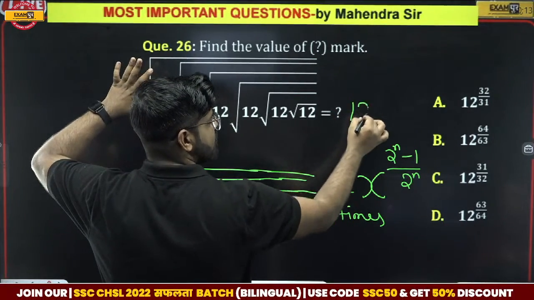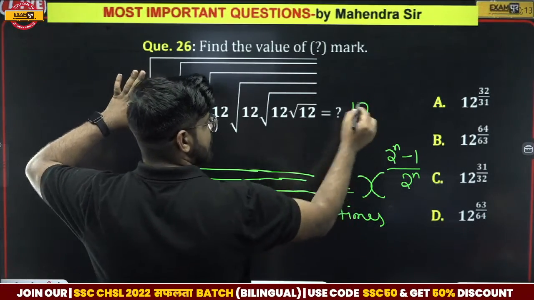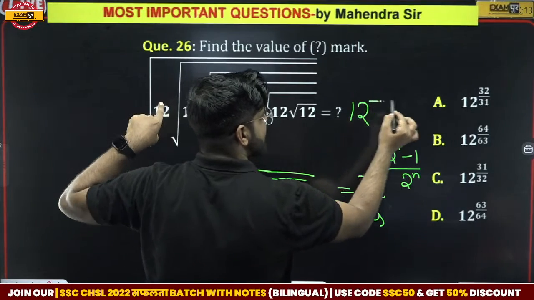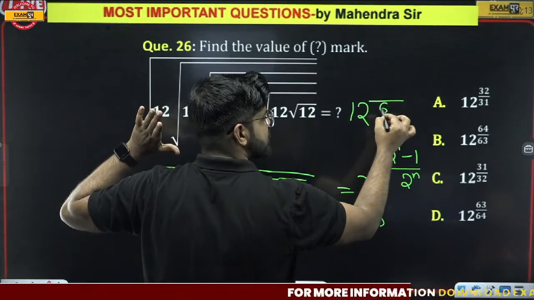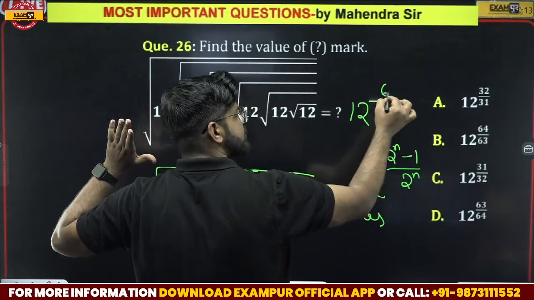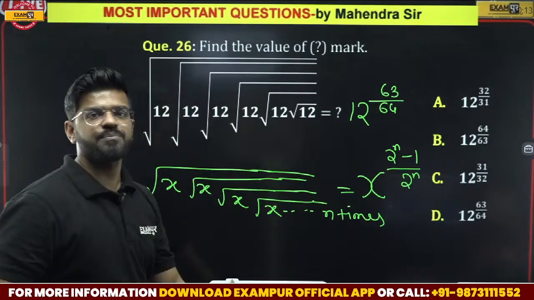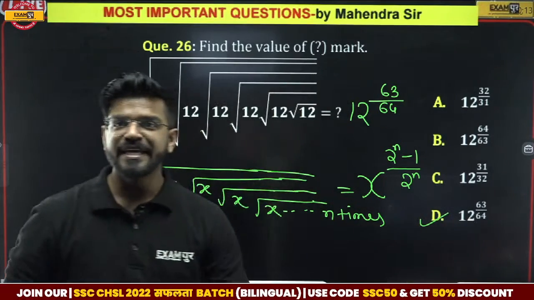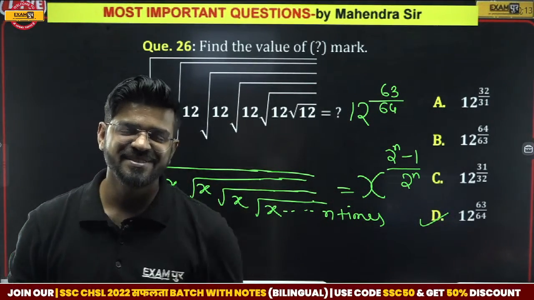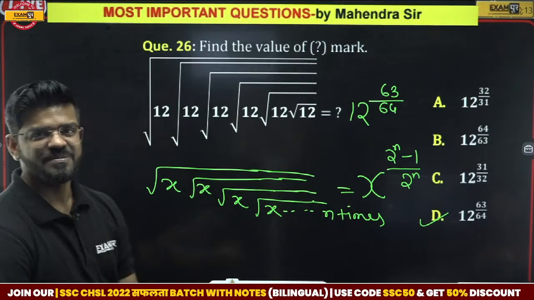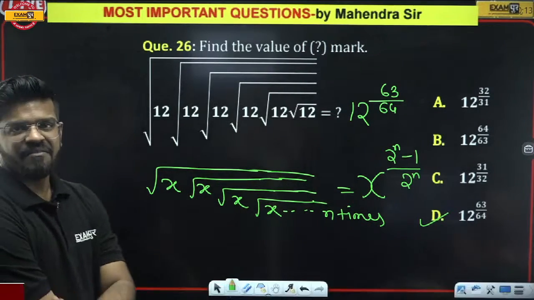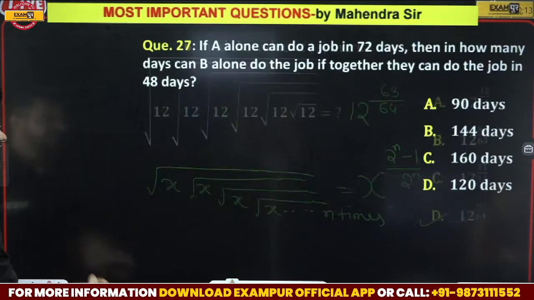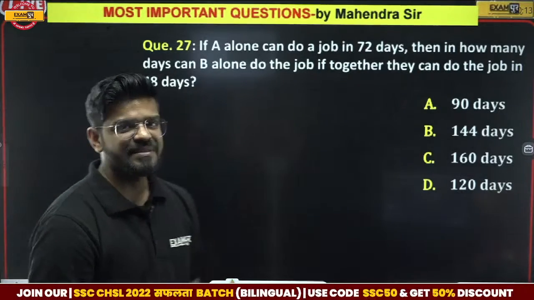So how can we write this? This is 12. How many times? 1, 2, 3, 4, 5, 6. 2 to the power 6 is nothing but 64. Subtract 1 from 64, 63. So 12 to the power 63 by 64 is my right answer. Option number D, Anupam, absolutely correct. Super. Everyone got that? Exactly, Anupam. Now tell me the answer for this question.